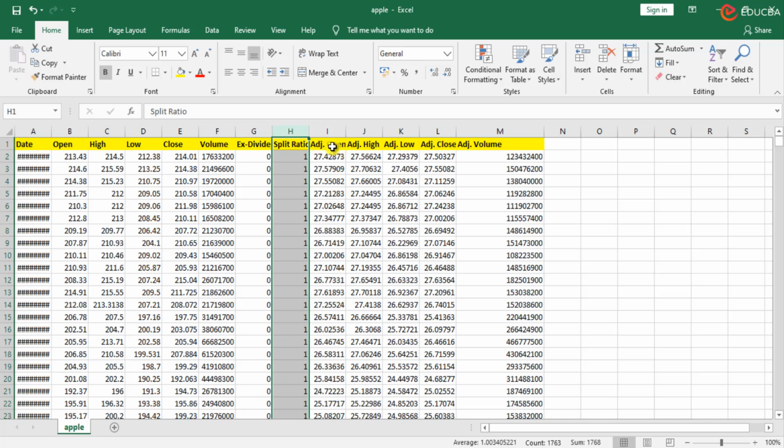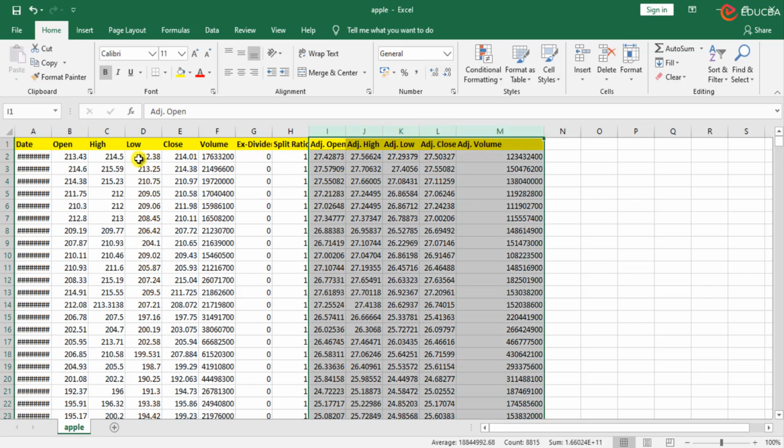And these are the columns. This is adjusted open, adjusted high, adjusted low, adjusted close, and adjusted volume. Now these are the adjusted prices. Now what is adjusted closing price? Adjusted closing prices are calculated after all the applicable splits and dividend distributions. So all of these prices are adjusted after the applicable splits and dividend distributions. So these are the adjusted rates.